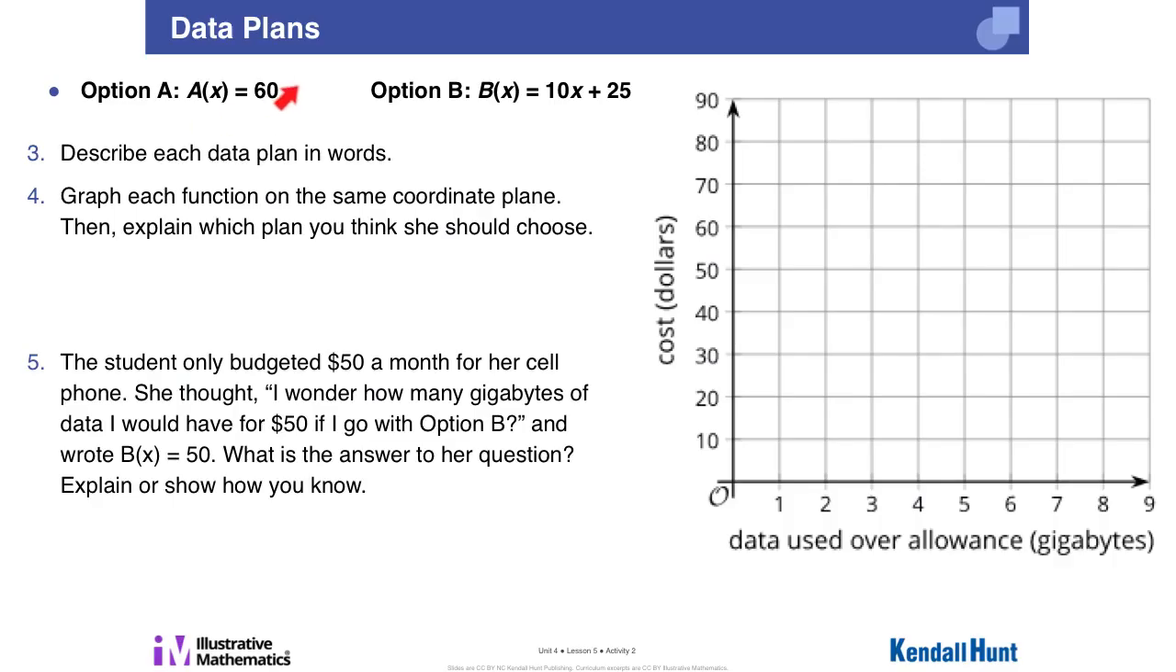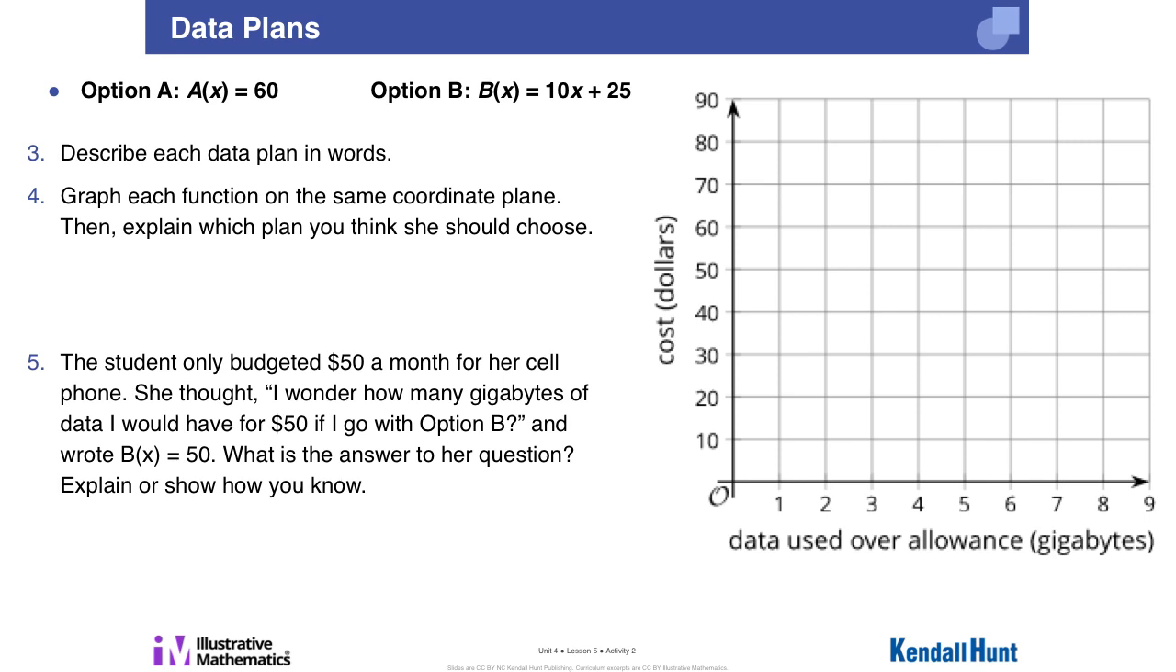Now that we've done some work with option A and option B, let's describe each data plan in words. I'm not going to write these down on the screen, so make sure you're writing in your book. We realized with option A that no matter how much data she goes over, she's going to be paying $60 no matter what. In option B, we saw that she's going to be paying $25 to start with and then $10 for every gigabyte over that she goes.